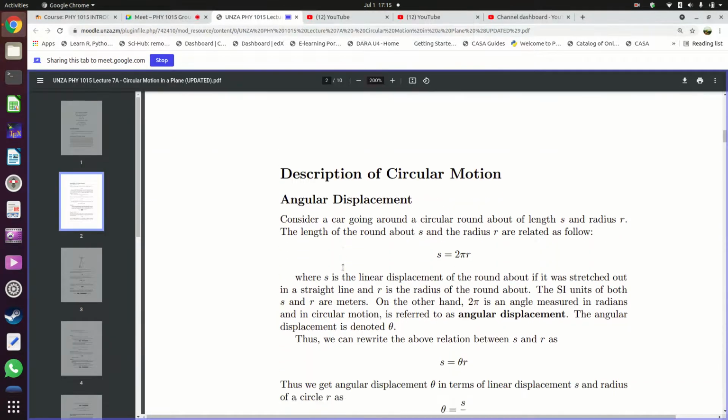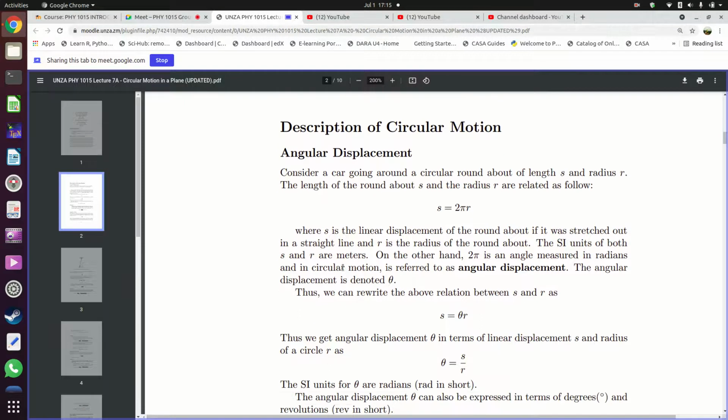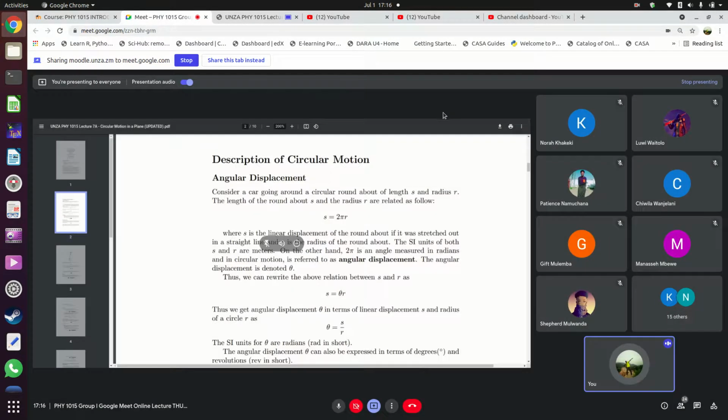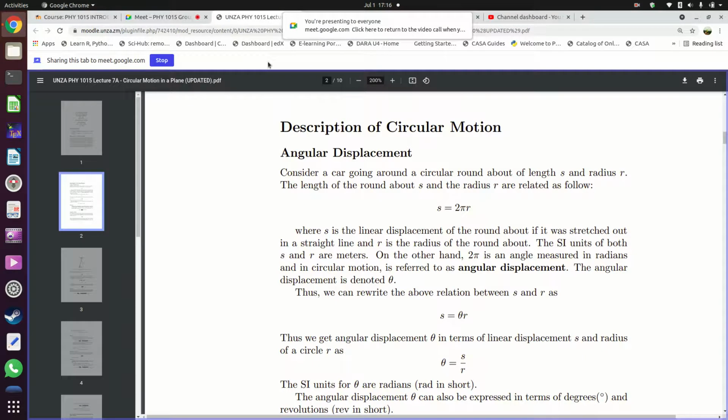The first thing we're going to do is, how do we describe distance in terms of circular motion? When it comes to circular motion, we define distance basically in terms of angles, not distance in meters. But the distance in meters, as we're going to see, is related to the distance in terms of angles. The example we're going to use is a car going around a roundabout, or a car moving in a circular path which has a certain length. This circular path has a length S, and also a radius r.